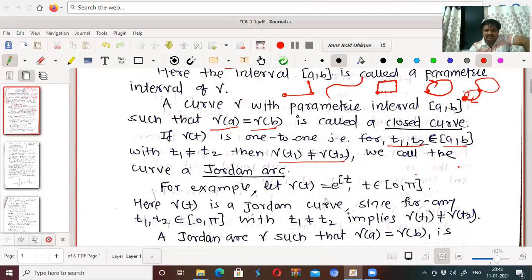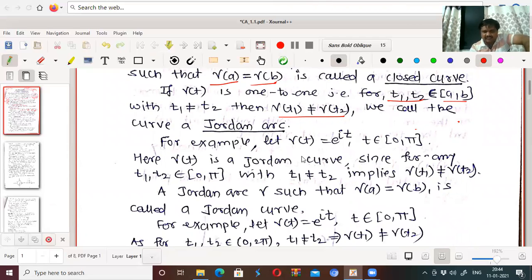For example, gamma of t equal to e to the power it, where t belongs to [0, pi]. Now you can see how the curve is parameterized as x(t) plus i y(t). What about gamma of t equal to e to the power it? This can be written as cos t plus i sin t. So cos t is your x(t), which is a real valued function, and sin t is your y(t), which is also real valued. So every curve can be parameterized in this way.